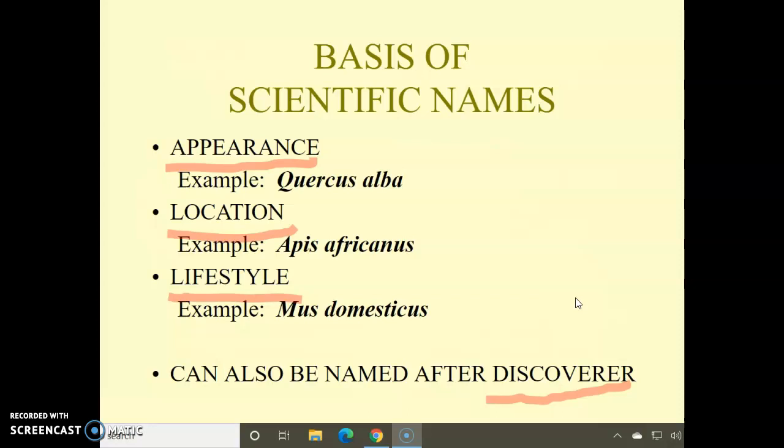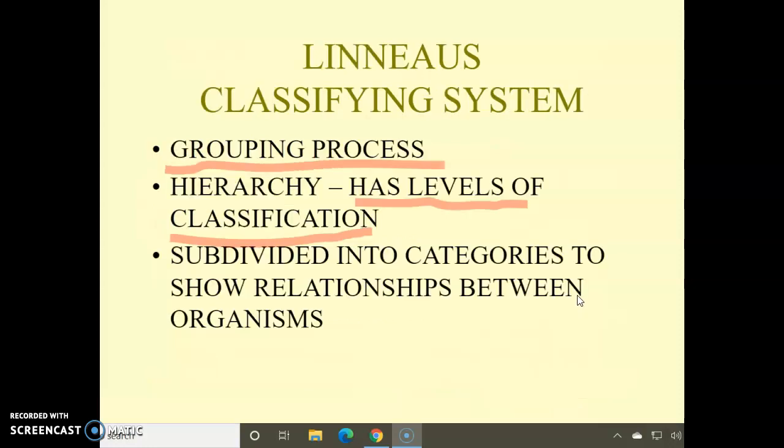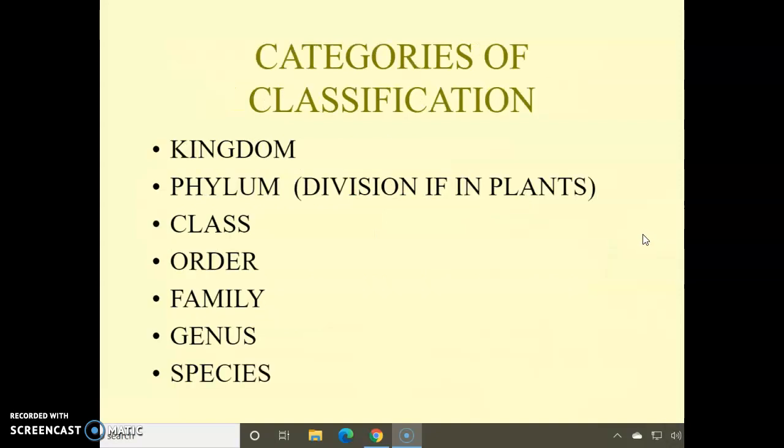Now, there is a certain grouping process that Linnaeus developed, and it's a hierarchy. So beside hierarchy of classification, I want you to write it's the level of relationships. It's the level of relationships. And I've written these down: kingdom, phylum, class, order, family, genus, species. Okay. So if it's a plant, they don't have a phylum, they're called division.